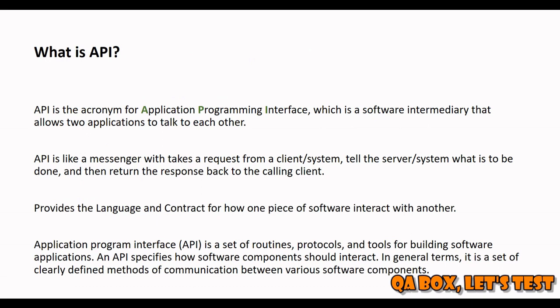It also provides the language and contract for how one piece of software has to interact with another. So it's a set of routines, protocols, and tools for building software applications. An API specifies how software components should interact. In general terms, it is a set of clearly defined methods of communication between various software components. So in short, it is an application programming interface. So you do not have the UI, and now you have to work with the programming interface.